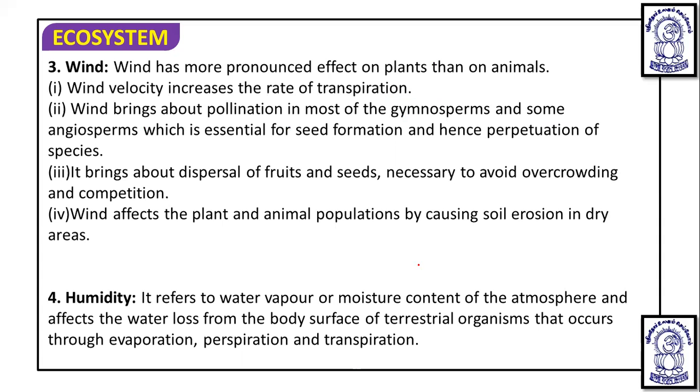Apart from this, if we talk about wind, wind has a more pronounced effect on plants than on animals. Wind velocity increases the rate of transpiration. Yes or no? Because suppose a leaf has some things accumulated over it, due to which transpiration is not occurring. When wind velocity comes, a slow breeze removes the accumulated things over the leaf, and when they get removed, the transpiration increases. Same way, wind also brings about pollination, that is anemophily.